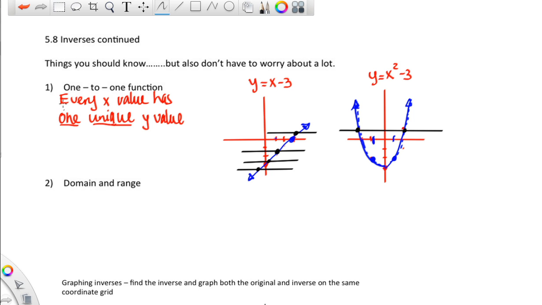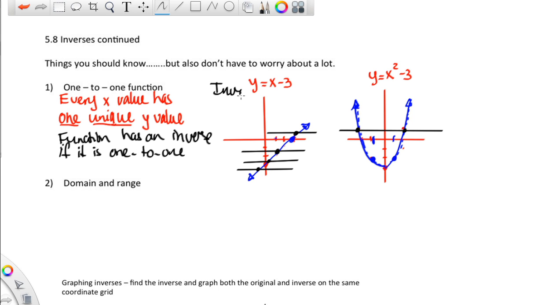Now it ties into inverse functions because a function has an inverse if it is one-to-one. So this one has an inverse. If it's not one-to-one, then you don't get an inverse.